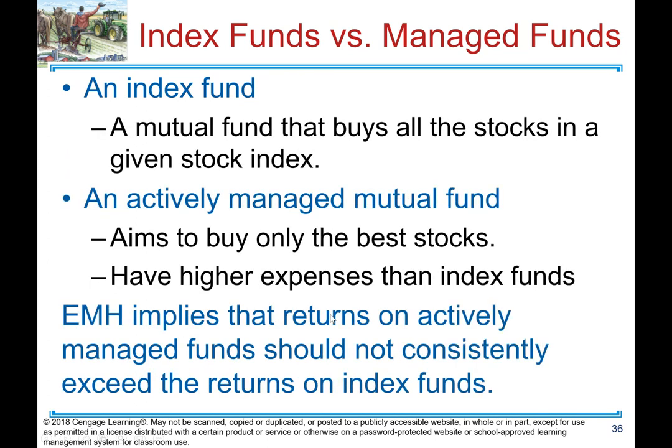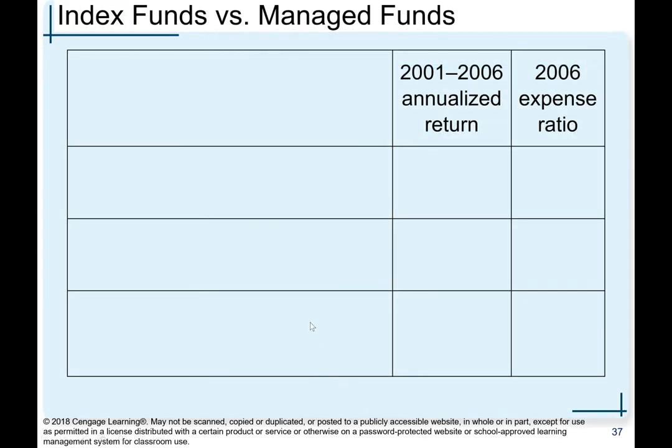Index funds versus managed funds. An index fund is a mutual fund that buys all the stocks in a given stock index. An actively managed mutual fund aims to buy only the best stocks and has higher expenses than index funds. Efficient market hypothesis (EMH) implies that returns on actively managed funds should not consistently exceed the return on index funds. And that is proven here.